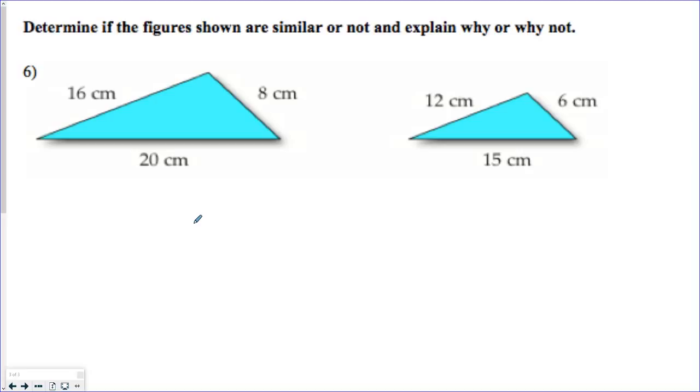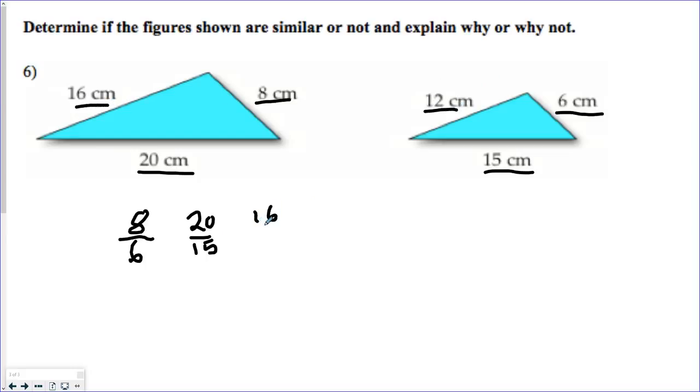What I mean by that is, for instance, this is the smallest side here, right? 8. This is the smallest side here, 6. So this fraction, 8 to 6, should be the same for all the other sides as well. So big side to big side, so 20 to 15, and middle side to middle side, 16 to 12. These fractions should all be the same once I reduce them if they're similar. If they're not the same, then they're not similar.